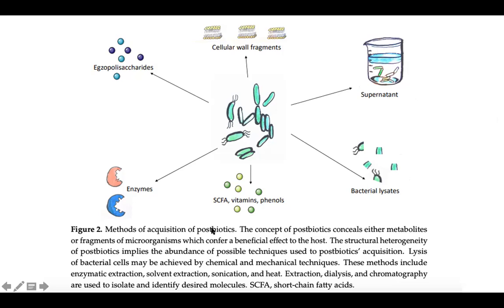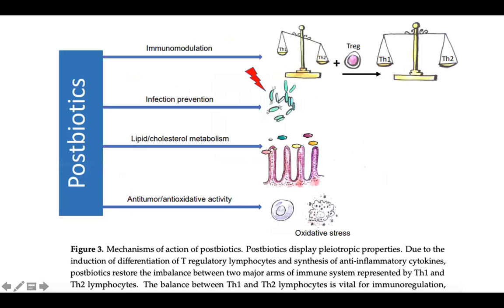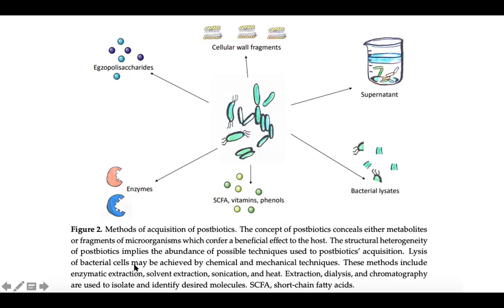The concept of postbiotics covers either metabolites or fragments of microorganisms which confer a beneficial effect to the host. The structural heterogeneity of bacterial cells and postbiotics implies an abundance of possible techniques used for postbiotic acquisition. Lysis of bacterial cells may be achieved by chemical or mechanical techniques. These methods include enzymatic reaction, solvent extraction, sonication, and heat extraction. Dialysis and chromatography are used to isolate and identify desired molecules.